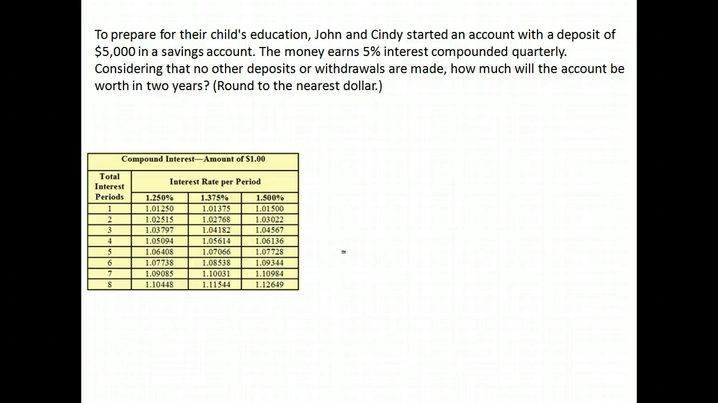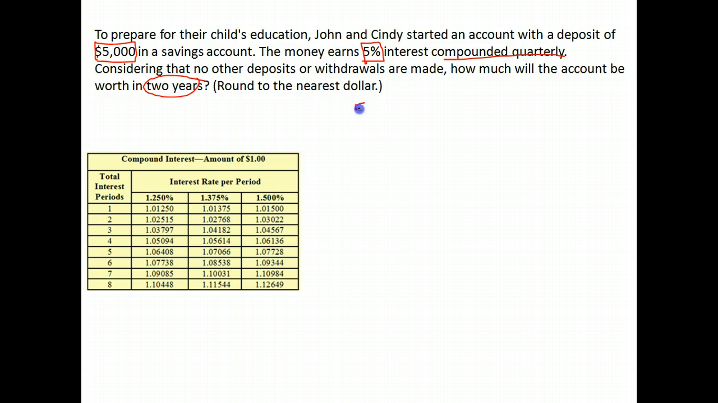All right, let's take a look at another of these. Okay, to prepare for their child's education, John and Cindy started an account with a deposit of $5,000 into a savings account. The money earns 5%, compounded quarterly. Considering that no other deposits or withdrawals are made, how much is the account worth in 2 years? Okay, so this is how much is it worth total after 2 years.